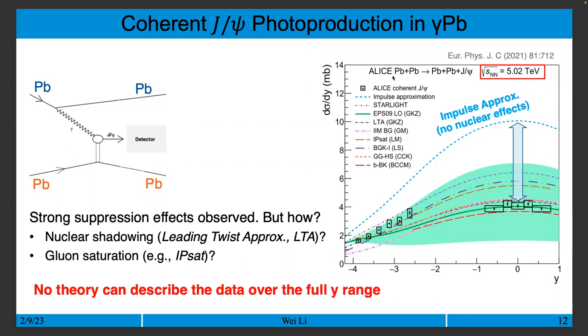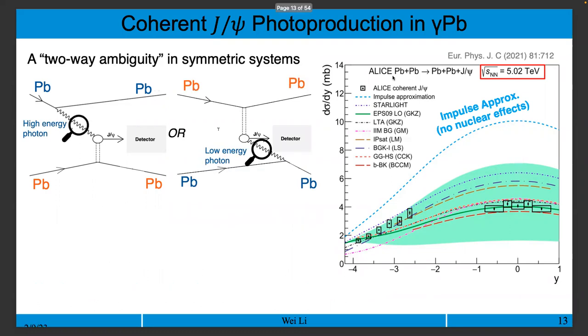They either get mid rapidity, you end up with high rapidity, or you describe high rapidity, you overshoot mid rapidity. And that's kind of a puzzle that we do not understand yet. There was speculation that there might be something wrong with the data, with at least the data. So I will address that in a moment.